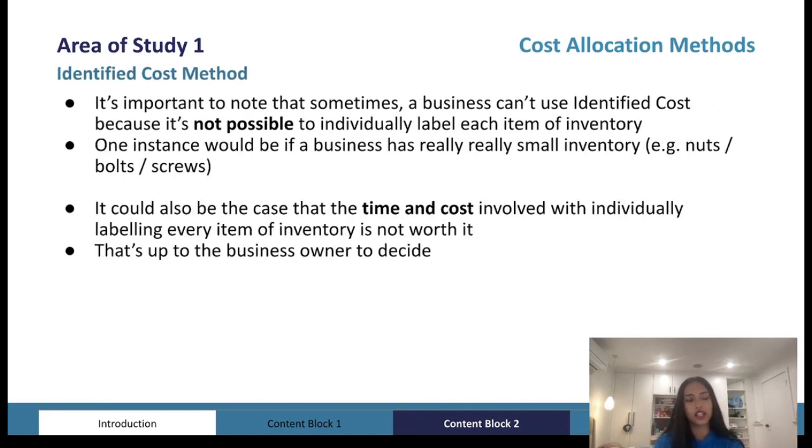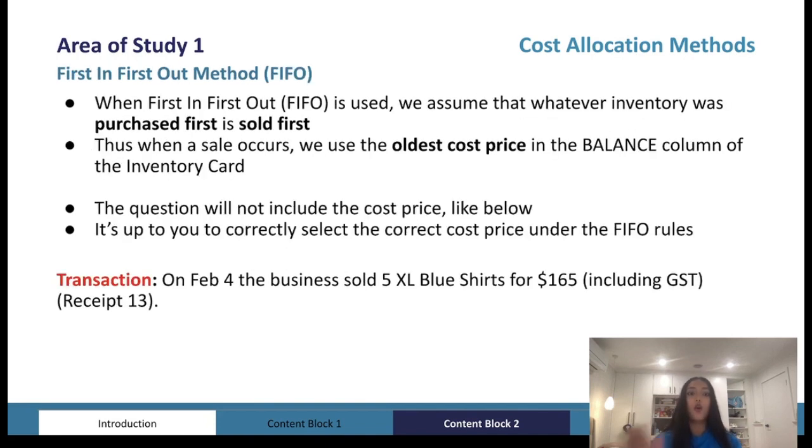Identified cost is just you put a sticker on every single item of inventory, and then as it's sold, you scan the sticker, or the barcode, or the tag, or the label, or whatever, and it'll tell you on the screen, this shirt cost this much money. This was the cost price of this shirt, and you write that down in your inventory card. With first in, first out, there's nothing like that. It is literally just an assumption that we're making.